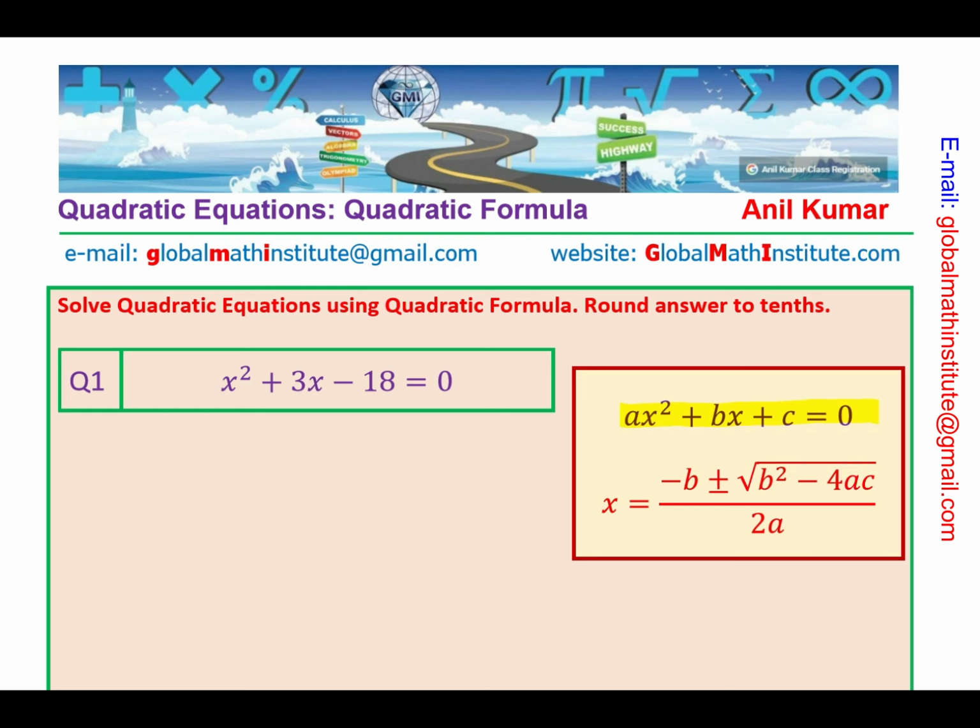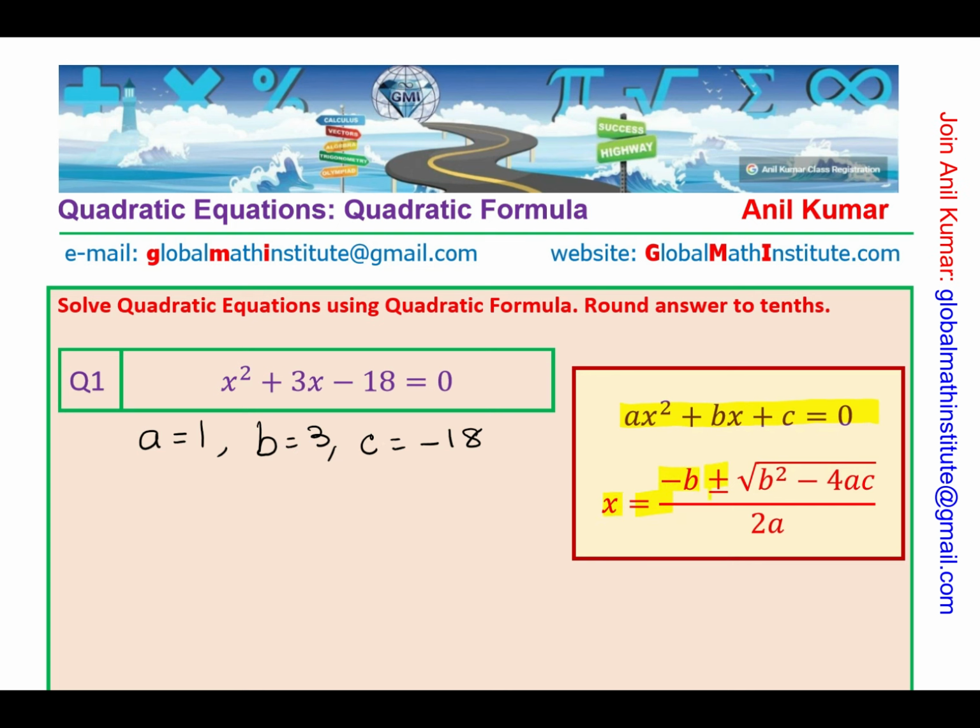Well, you see that the value of a is 1, the value of b is 3, and that of c is minus 18. Once you have these values, you can apply the quadratic formula, which is x equals minus b plus or minus square root of b square minus 4ac, divided by 2a. So that suggests that we could have two solutions, right? Okay, so let's try to find the solutions for this equation.